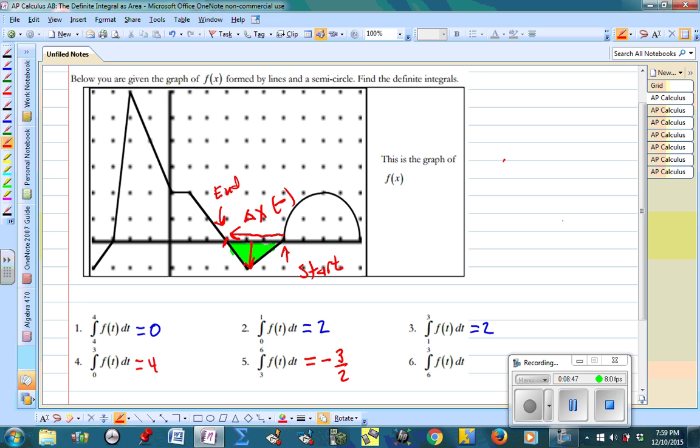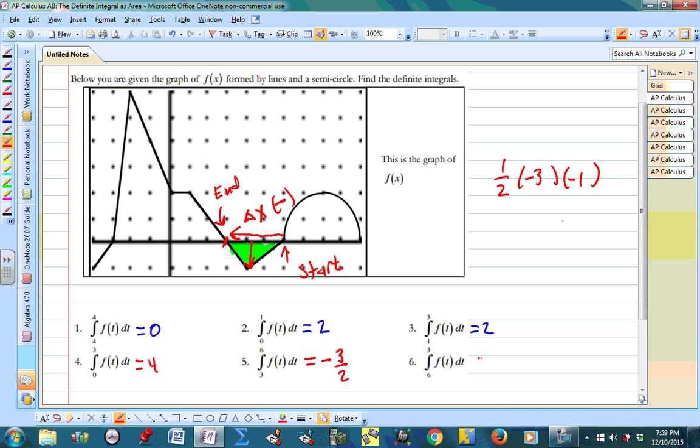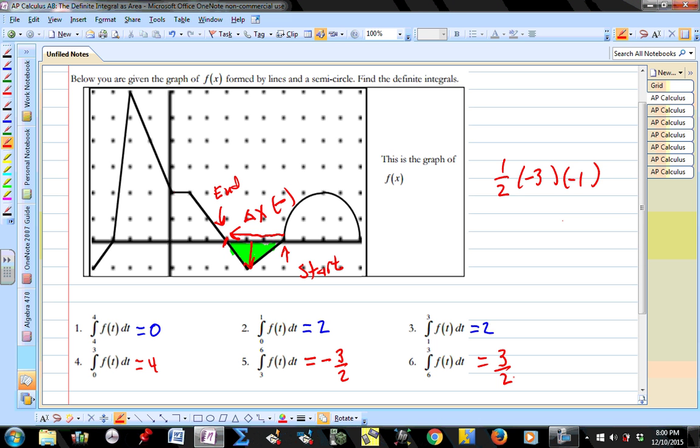So let's compute this integral. Our change in x is negative 3. Our height, change in y, is a negative 1. Half of negative 3 times negative 1 becomes positive 3 halves. So the exact same region produced one positive integral and one negative integral. It depends on how the limits of integration are arranged. You want to keep this in mind as we progress through the practice problems.